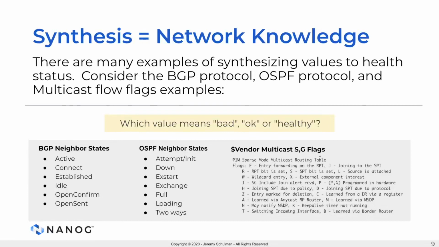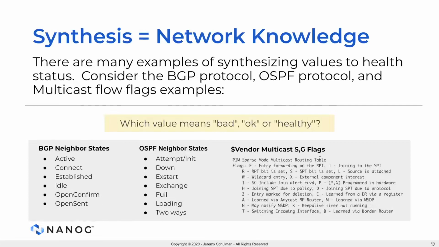But this type of synthesis that needs to happen is pretty prevalent throughout networking. We call this network knowledge or domain-specific knowledge. But there are lots of examples of this problem. We can get values from the device, like a BGP neighbor state. You can see all of those neighbor states. You can see the OSPF neighbor states, and these are all their values. And then you could even look at a specific vendor and say, well, what is the status of my multicast? And they have all these wild flags.